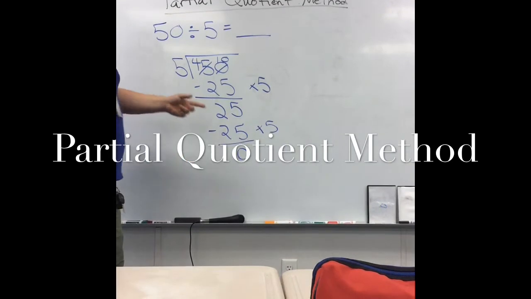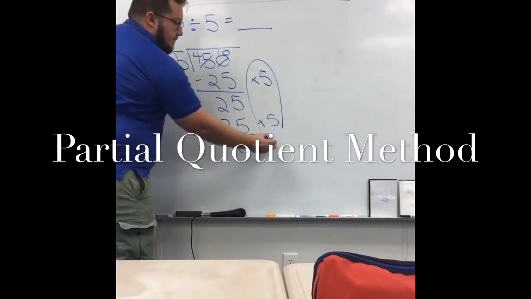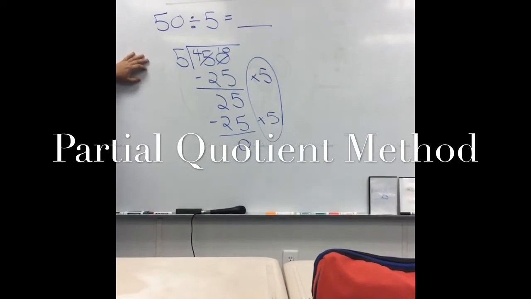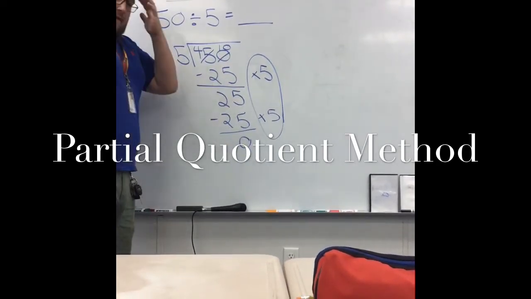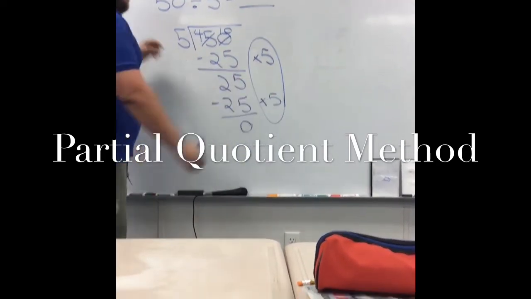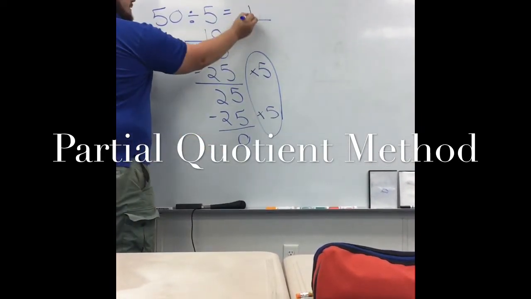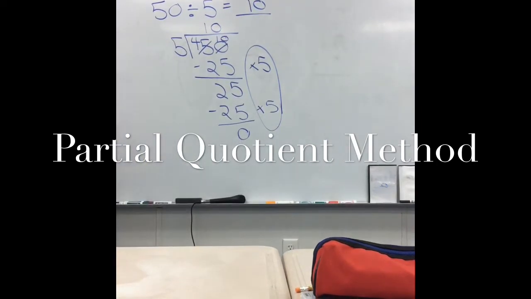Can someone raise their hand and tell me, what do I do with these two numbers right here? Preston, nice and loud. You add them. Well, we can do this inside of our head for mental math. 5 plus 5 is 10. So our quotient, everyone, is 10. So that was a very simple problem. Let's get a little bit more complex.